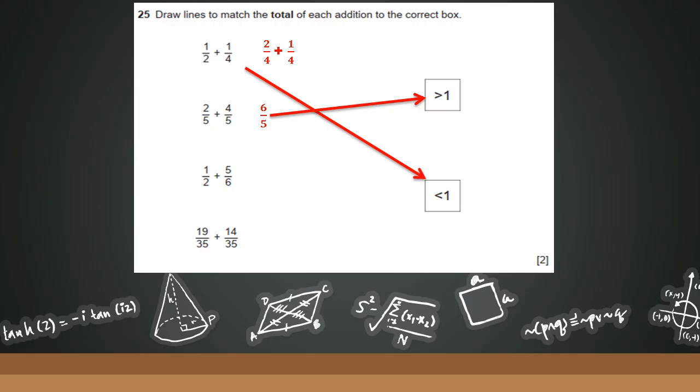Half plus 5 over 6, we know that half, if I want to change it into something over 6, I'll multiply up and down by 3, and it will be 3 over 6 plus 5 over 6, which is 8 over 6. It's also greater than 1, it's an improper fraction. And the last one, we have the same denominator, we don't need to multiply or convert. We have 19 plus 14, 33 over 35, which is less than 1. This is a proper fraction normally.